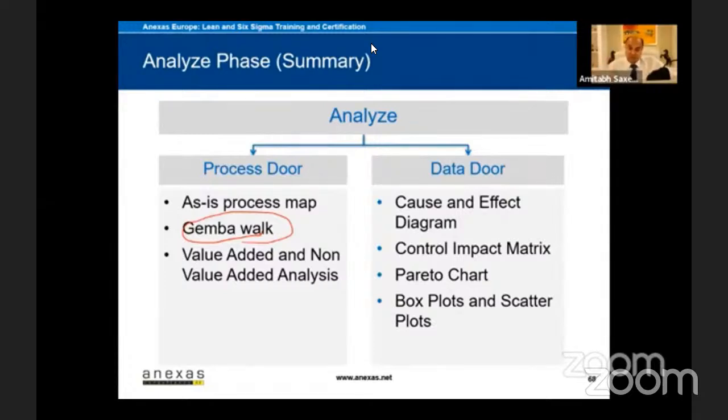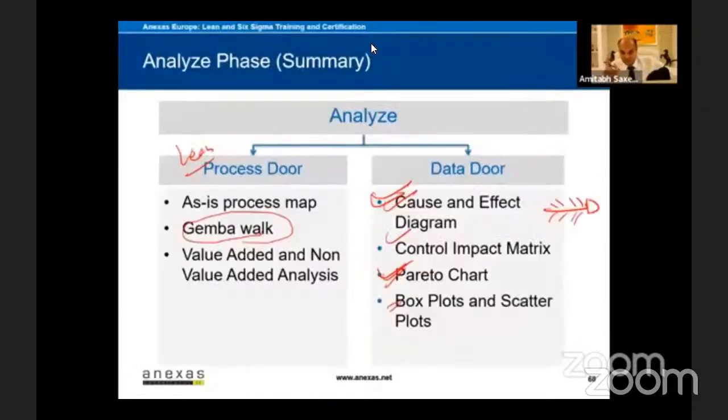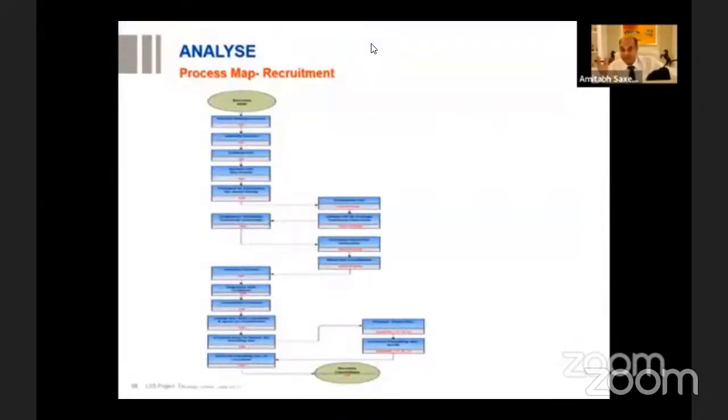Another way of doing it is, of course, so we could call this a lean route. And here we can call it the 6 sigma route. So you can do a cause and effect diagram, control impact matrix, Pareto chart, box plots, scatter plots. So let us try to learn these. At least let me try to talk about cause and effect and Pareto. And very quickly, I'll tell you box plot and scatter plots also. First, the process door. So what we do first, map the process. Now, it is not like the CPHQ which we did earlier.